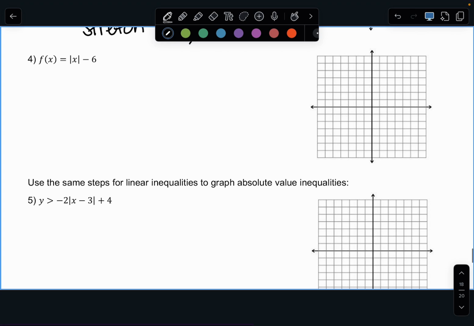Okay. I want you to try to do number 4. Graph it, write the domain and range, and write the transformations. I want you to do it all. You can talk to the people around you if you need to.